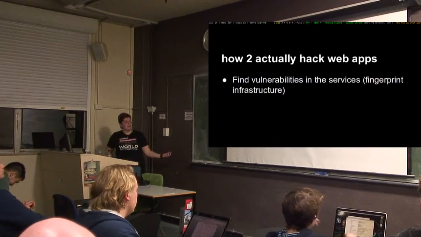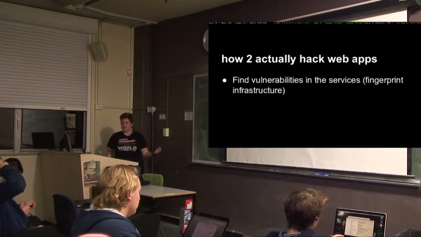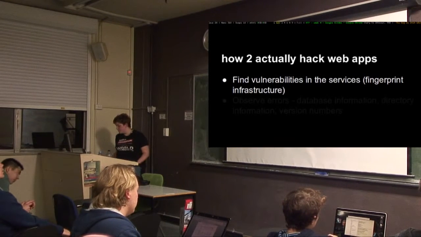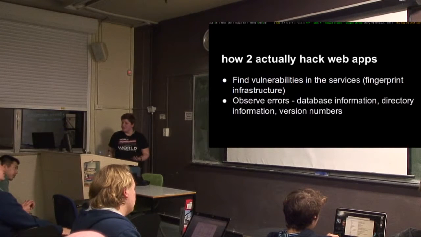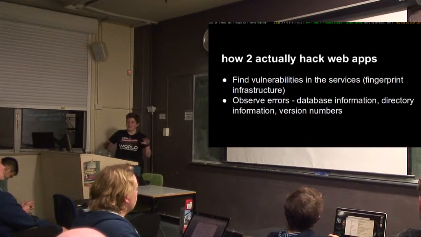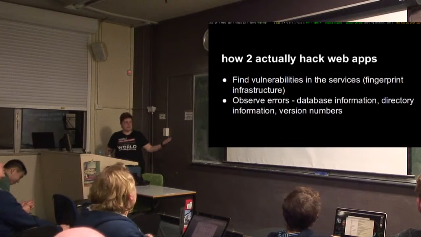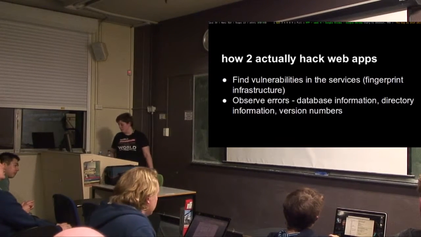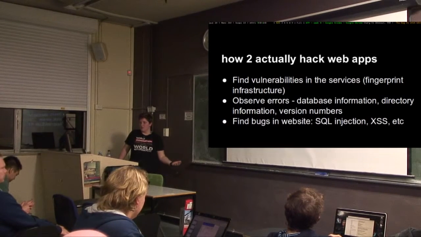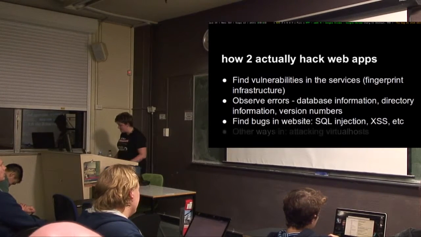So, how to actually hack web apps. Basically, the protocol you follow is to find some sort of vulnerability in the service. So maybe work out what services they're running and try to find vulnerabilities in them. Observe any errors that you get. Maybe it'll say error Apache version 3 or something, and then you can Google exploits for Apache version 3. You want to find information about what database they're using, what directory structures they have, that sort of thing. You can find bugs in their websites by doing things like SQL injection or cross-site scripting, which we're going to cover next. You can find bugs in websites and exploit them.